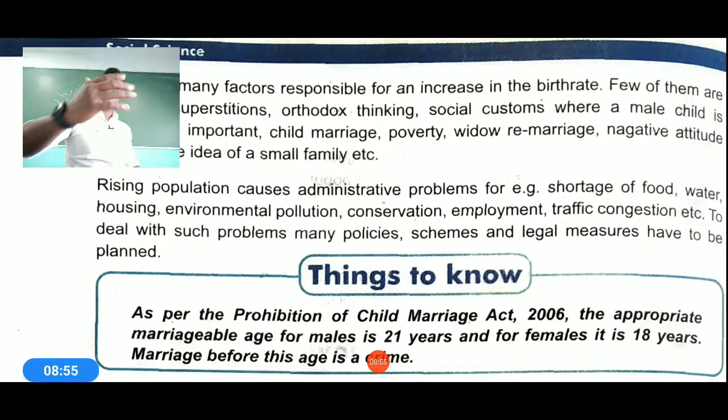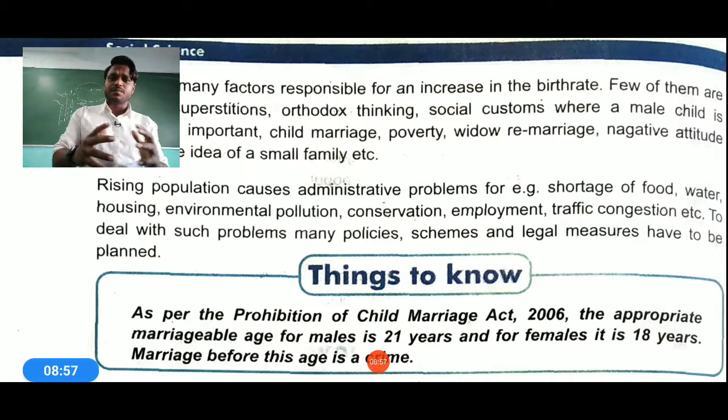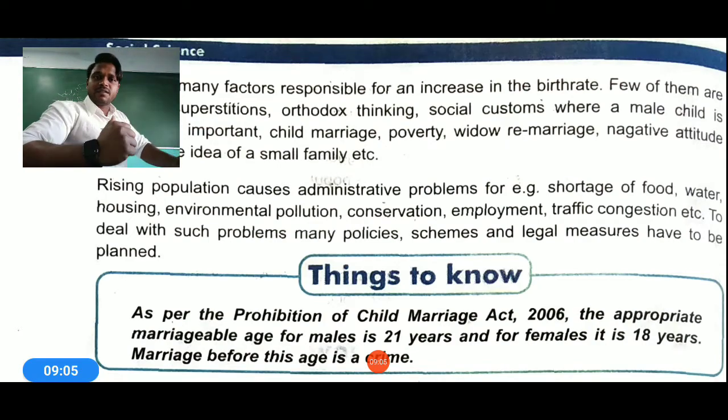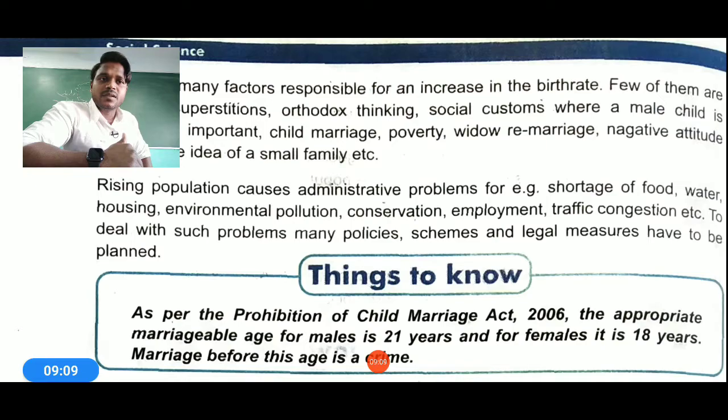Now see, rising of the population also creates some kinds of problems. What are the problems? The problems can be administrative, that is the problem of water shortage, food shortage, housing shortage, environmental pollution, conservation, employment, traffic congestion and all. Lots of kinds of problems are there. So for such problems, many policies, schemes and legal measures have been planned to control the population and also to deal with the population.